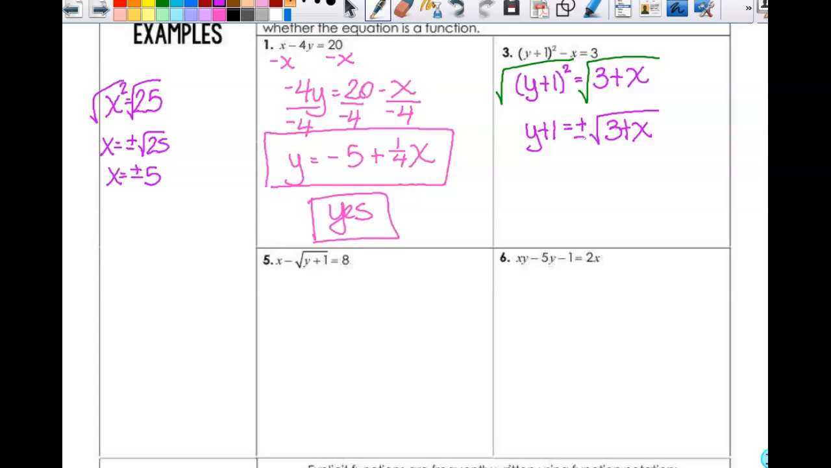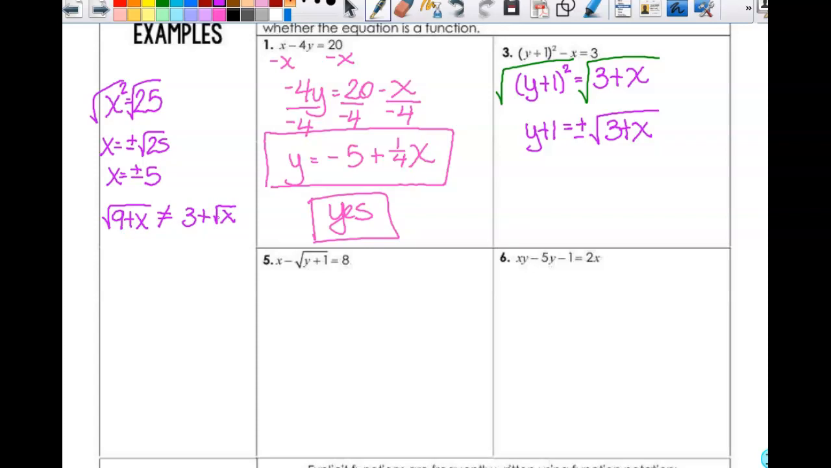And even if that was 9 plus x, like if I have the square root of 9 plus x, that does not equal 3 plus the square root of x. You can't break the square root up like that. You can if it's multiplication. You can't if it's addition and subtraction. Okay? So it has to stay like that.